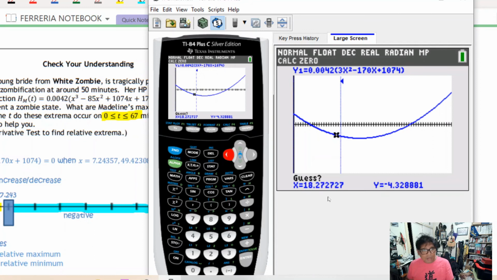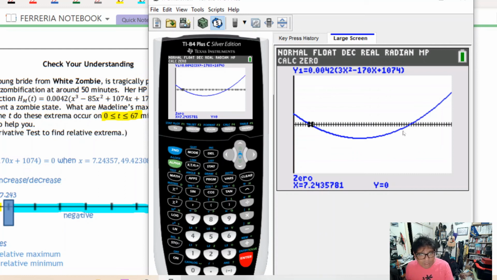Now you can cursor over. The reason why your calculator asks for a guess is because it's going to find the 0 that is closest to your guess. So closest to that. It should be right around 7. Last thing you're going to do is press enter. And it's going to tell you the 0 is at 7.24357. Use 5 decimal places for everything you do. Don't round and don't look back.